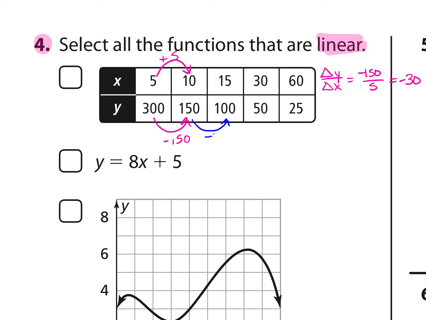Now y goes down 50 when x increases 5. So down 50 when x adds 5 is negative 10. Notice that our rates of change are not the same. So this one is non-linear because we are getting different rates of change. They're not constant. That indicates this is not a line. This will have a curve.